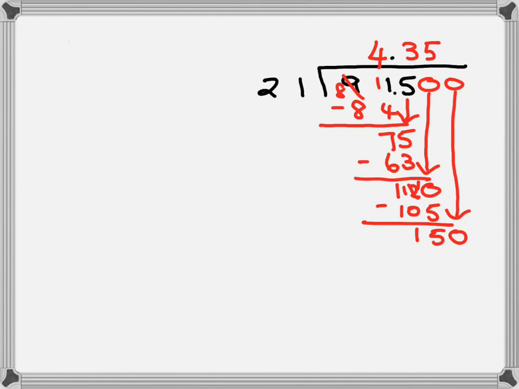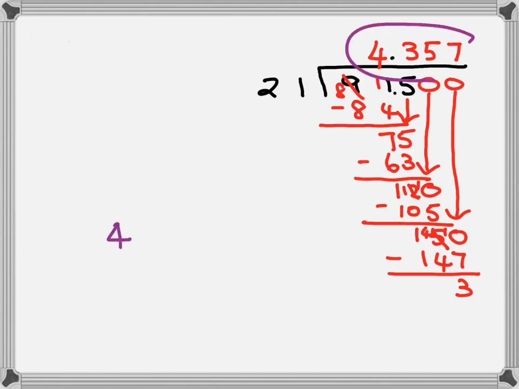Now we're going to say 21 into 150, and let's try 7. 7 times 1 is 7, and 7 times 2 is 14. Now our minus, we're going to have to borrow here. 10 minus 7 is 3. We're going to stop there, and we're going to write our answer down to 3 decimal places. Our answer, copying it from there, is 4.357.